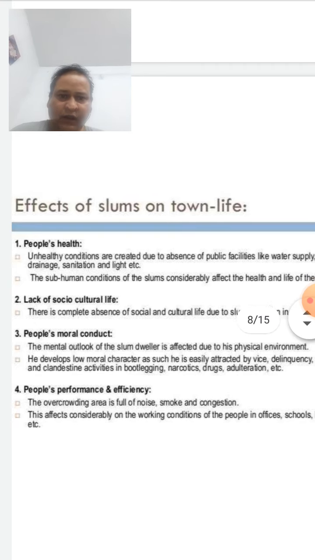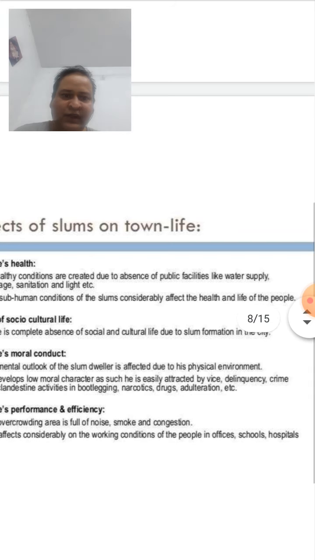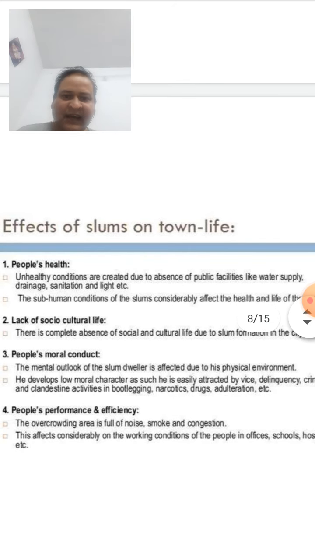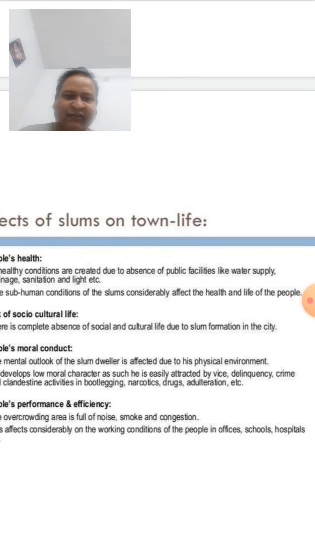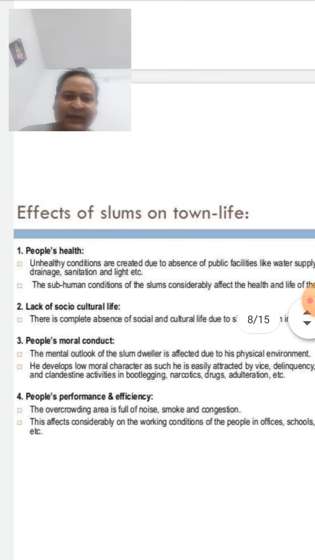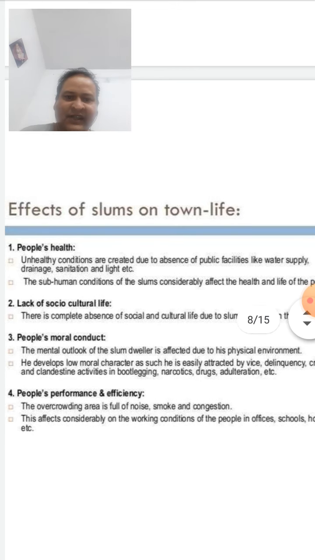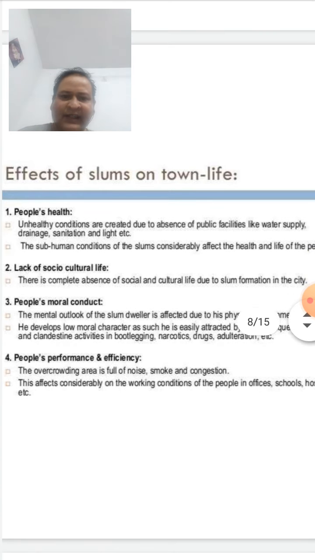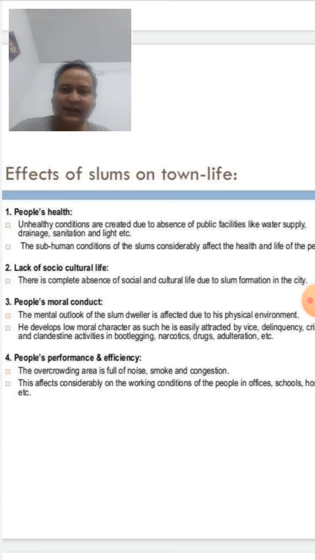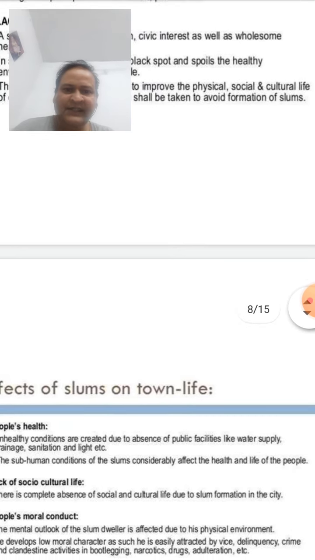People's moral conduct. The mental outlook of the slum dweller is affected by his physical environment. He develops low moral character. As such, he is easily attracted by vice, delinquency, crime, and clandestine activities in bootlegging, narcotics, drugs and adulteration. People's performance and efficiency: the overcrowded area is full of noise, smoke and congestion. This considerably affects the working conditions of the people in offices, schools and hospitals.